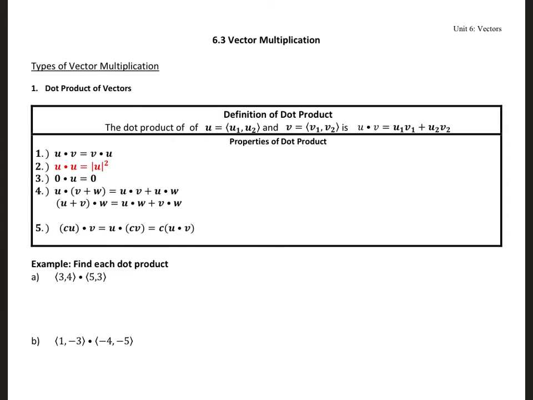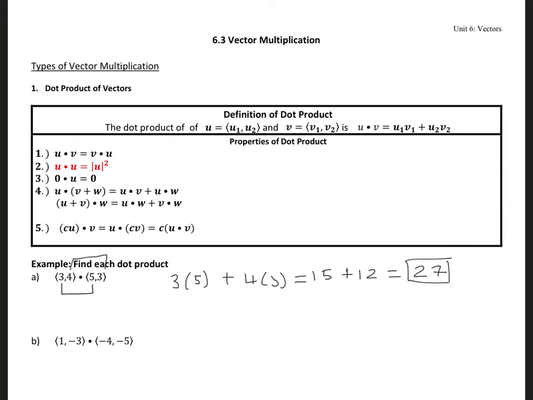So let's do some examples of how to find the dot product. Here you have two vectors, 3, 4. How do I find the dot product? I take 3 times 5, and then I'm going to add 4 times 3. So I get 15 plus 12, which is equal to 27. So the dot product is simply a number.